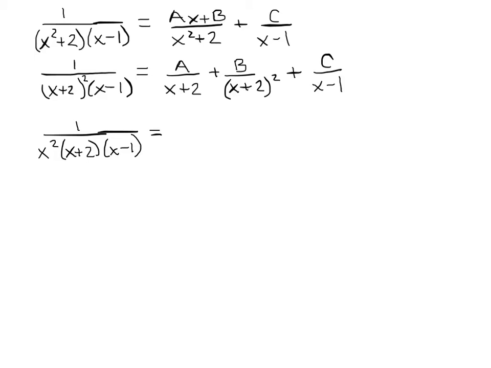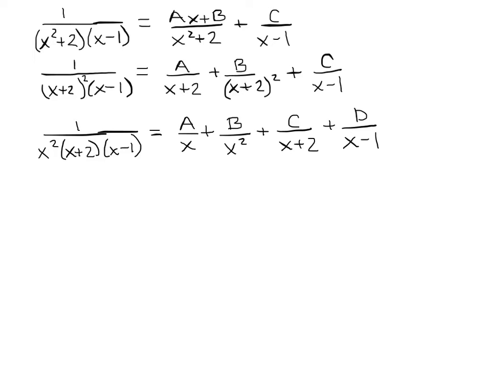So for the x squared part, I would write that as a over x. There's my first one. It has a multiplicity of 2, so it's going to get another letter over that x squared. The other ones are still single ones. Those would just get their single letters over that term. So c over x plus 2 and d over x minus 1.